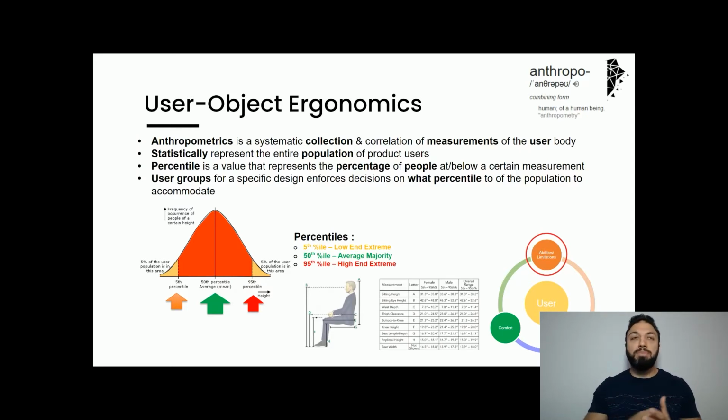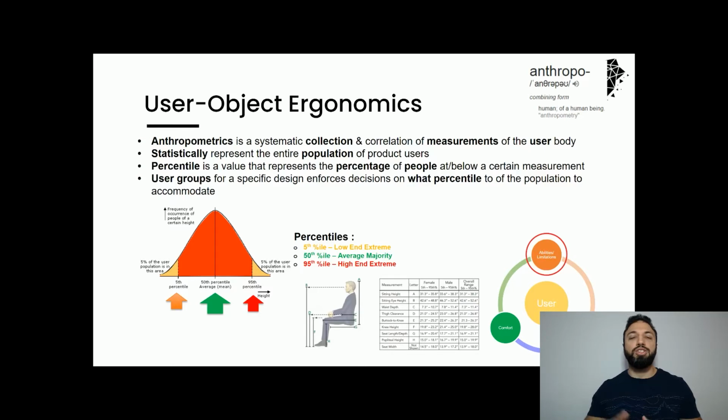So abilities and limitations is the first thing that you need to study in the ergonomic study, or the user object ergonomics. And anthropo in this particular case means human, but I've seen it used interchangeably as well with other beings, animals and so on have anthropometric tables. So probably that's the classic Latin terminology. But again, I'm not a linguistic expert here.